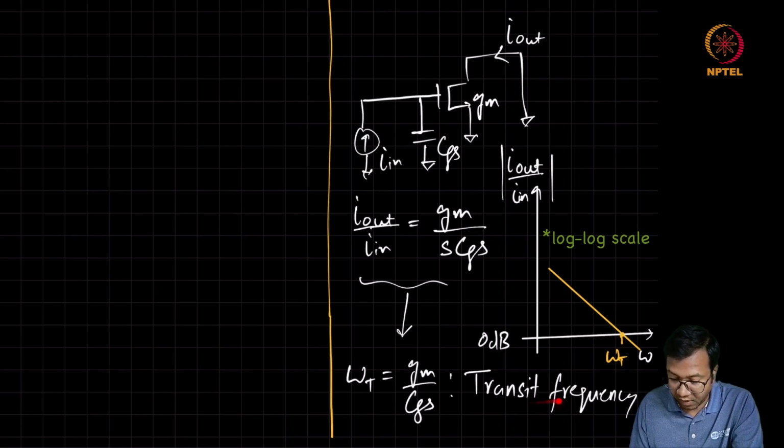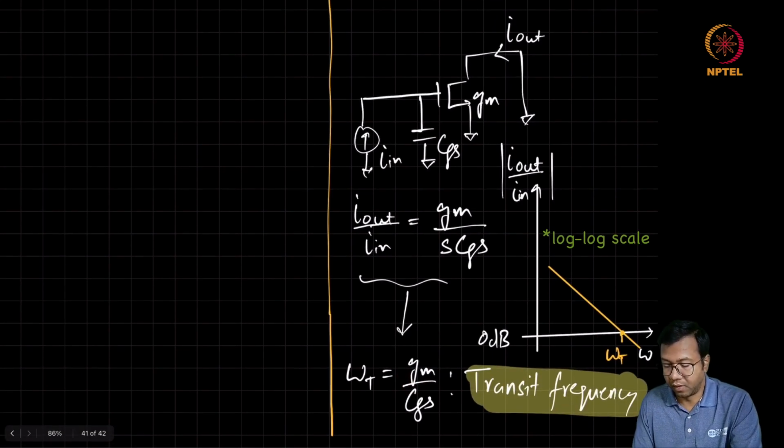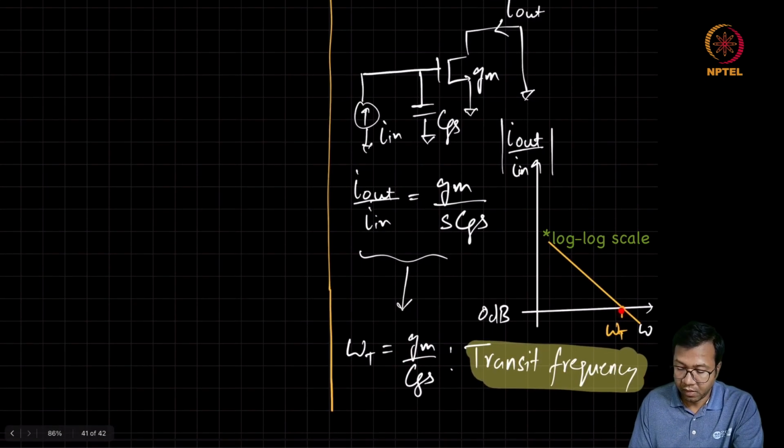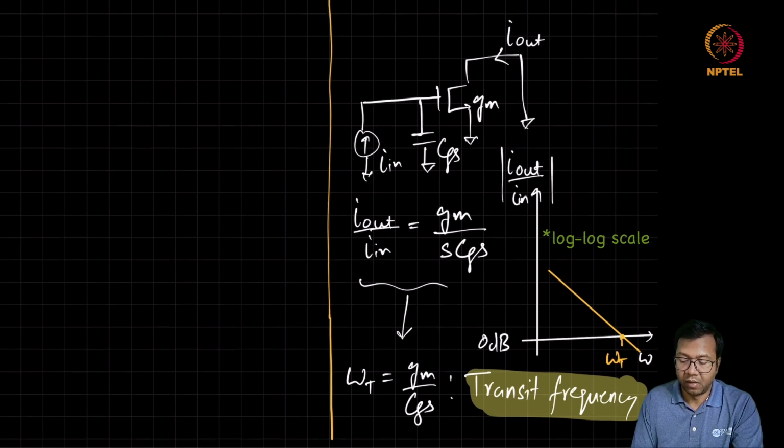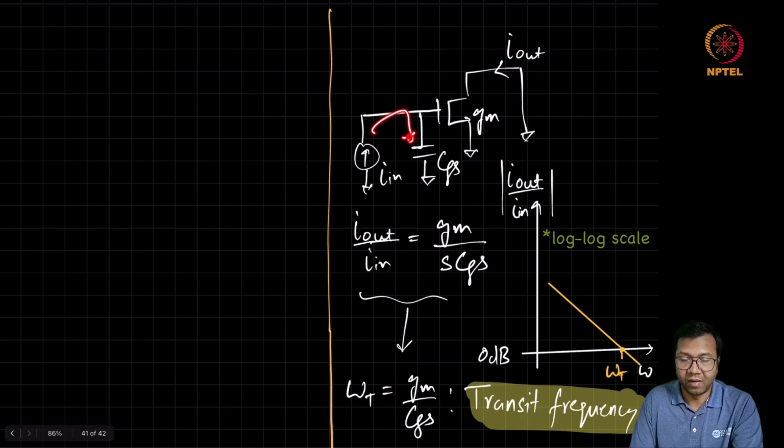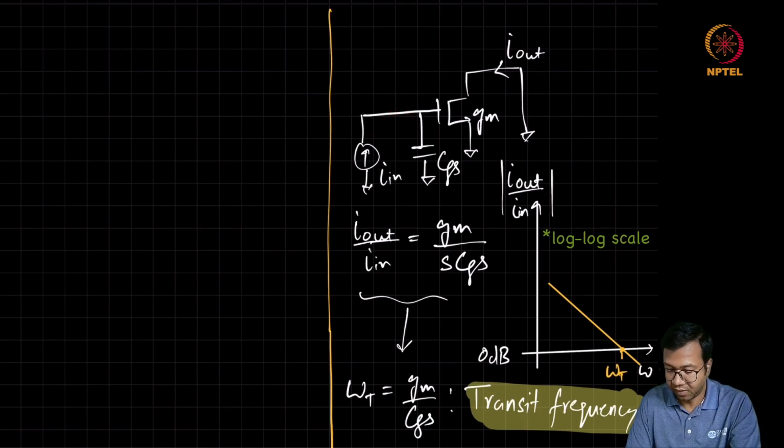And here it is in radians per second. You can as well find the Ft, which is Gm by 2 pi CGS. If we know the Ft, effectively we get an idea about till what frequency a MOSFET can be used for amplification, because beyond some frequency its current gain becomes 0. It means that most of the signal will be attenuated at the gate itself.